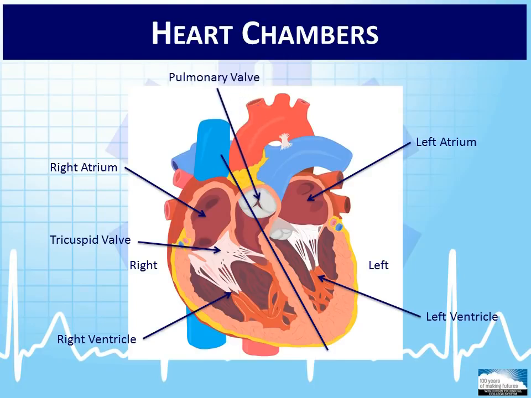The pulmonary valve is between the right ventricle and the pulmonary artery, which we will identify in just a bit. On the left side of the heart, the left atrium and left ventricle are separated by the mitral valve. The aortic valve then lies between the left ventricle and the aorta, which we will be identifying soon as well.